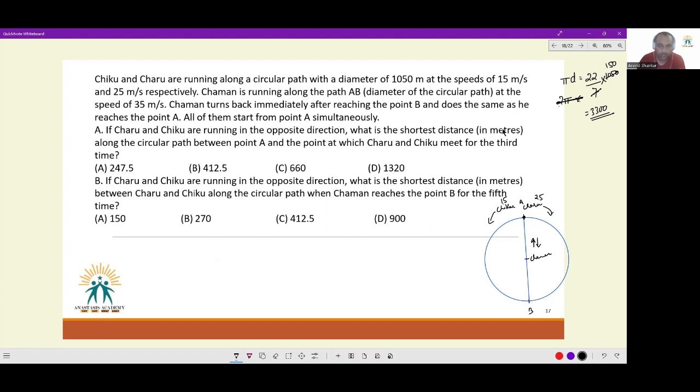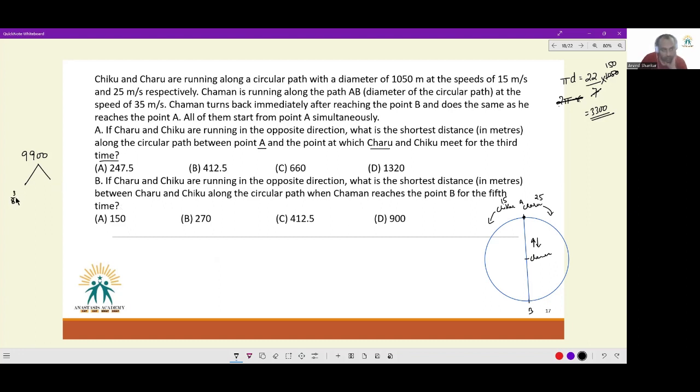If Charu and Chiku are running in opposite direction, their speeds are 15 and 25. What is the shortest distance in meters along the circular path between point A and the point at which Charu and Chiku meet for the third time? When they have met for the third time, they have cumulatively traveled the circumference of the circle 3 times. So they have traveled 9900 meters. If they have traveled 9900 meters, the ratio of distance traveled by them will be the same ratio of the speeds, which is 3:5.